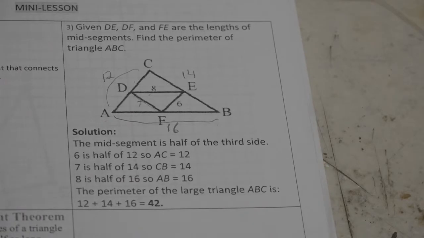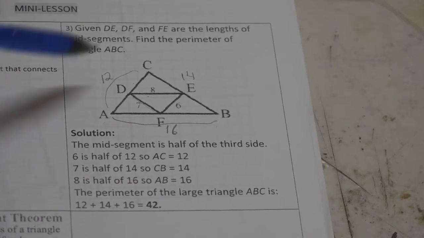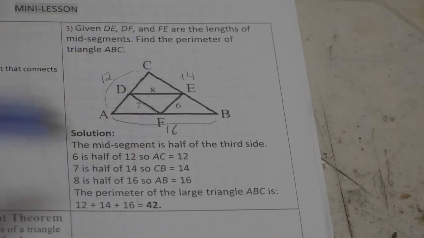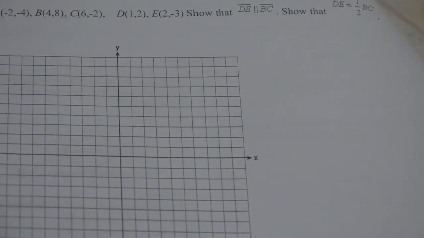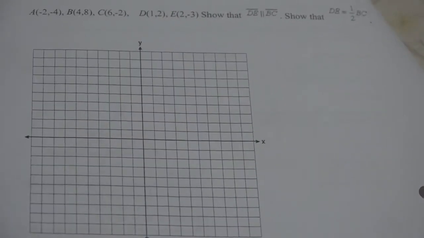So now the perimeter of ABC will be 12 plus 16 plus 14, which is 42. See, this lesson is very easy. Just remember, mid-segment. Okay, let's do our next problem. We're going to need a ruler here. So let's look at the problem.